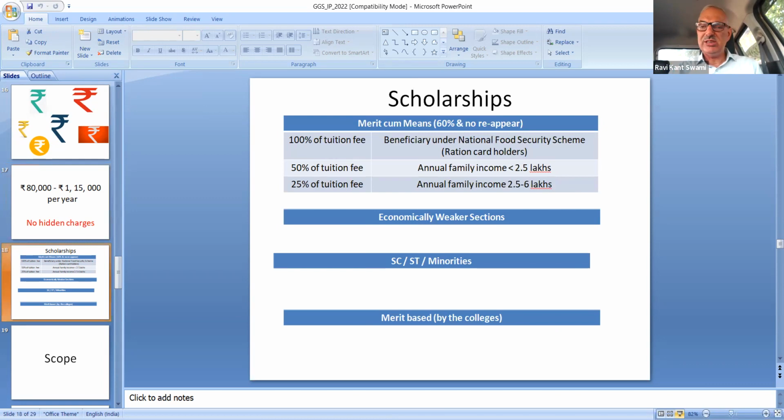Now, scholarship is again a very important feature of Delhi's education policy. There are some very good scholarship schemes.